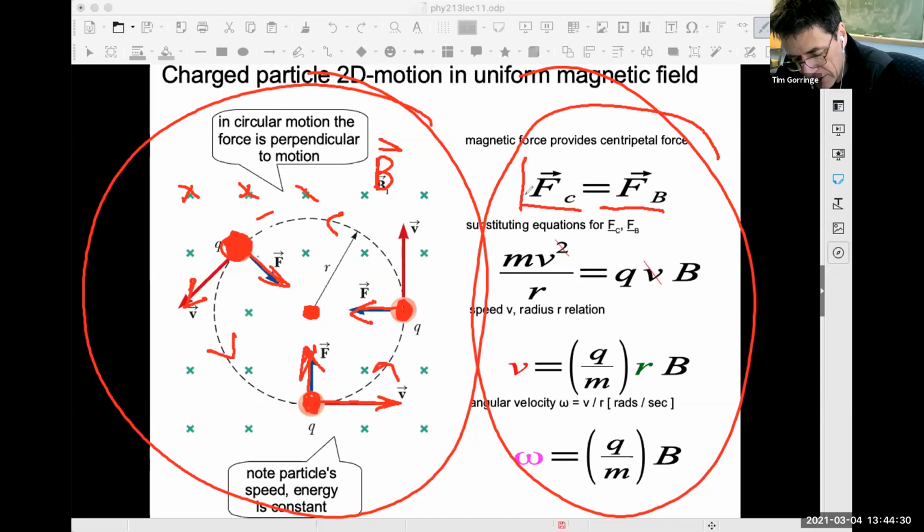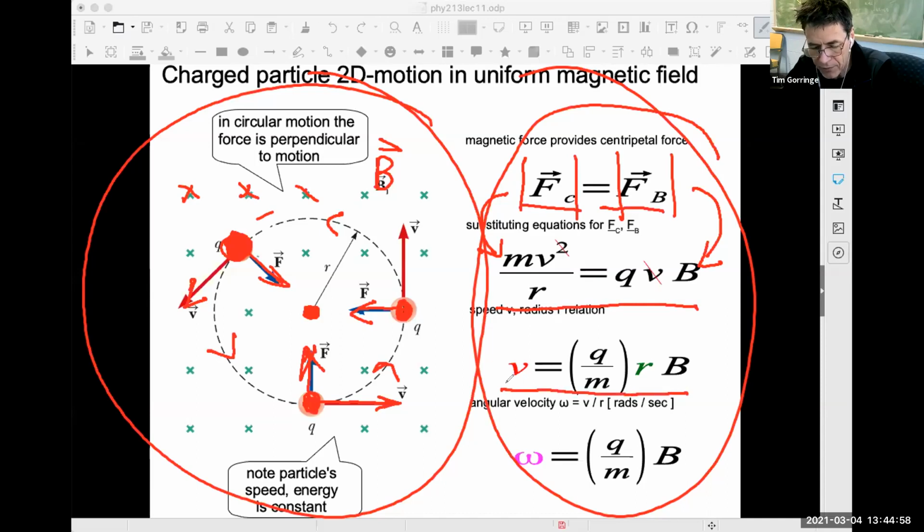And it must be that the size of the centripetal force and the size of the magnetic force are equal. So I plugged in the equation, if you remember from 211, this is the equation for the centripetal force. And I plugged in the equation for the magnetic force. This is QVB sine theta, but there's 90 degrees between the motion and the field, so the sine theta is 1. So I get this equation here. And if you rearrange it, you get this relationship between the velocity as it goes around the circular motion and the radius of the circular motion.